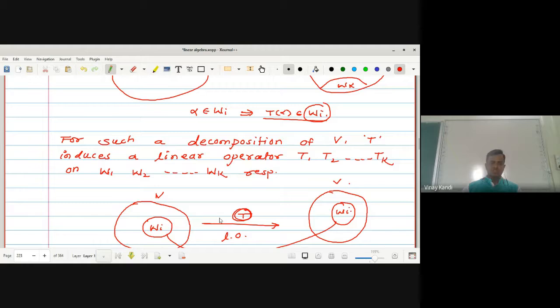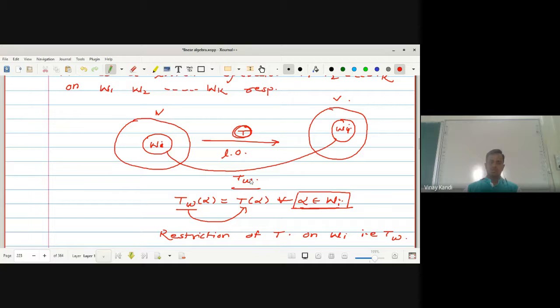We know this one. So for such a decomposition of V, T induces the linear operator. Here W1, W2, up to Wk are the k subspaces of V. So for each subspace we get one linear operator. If this is W1, this is the restriction of T on W1, which is named T1. Suppose this one is W2, then the restriction on this subspace is T_W2.